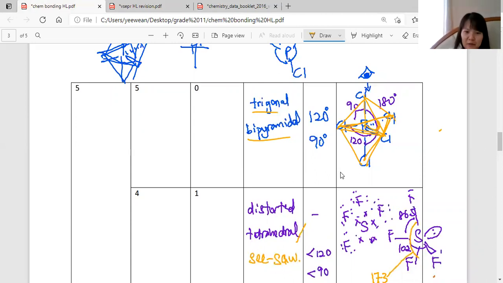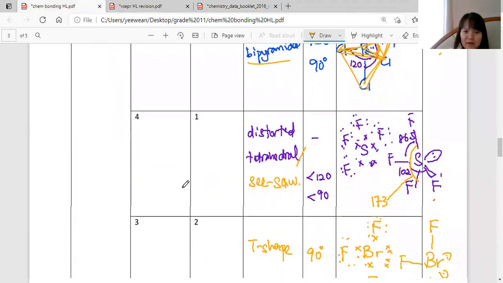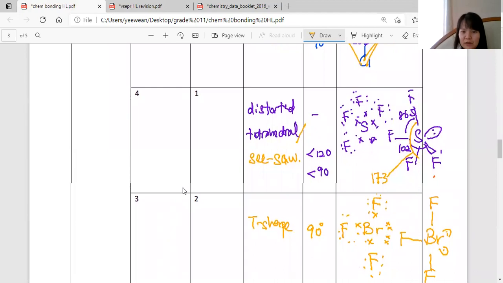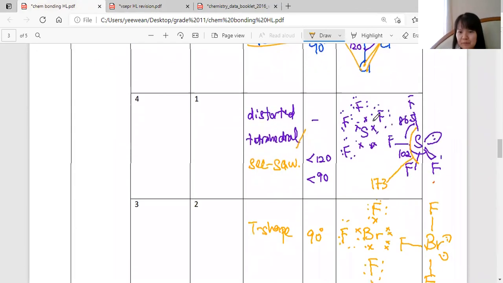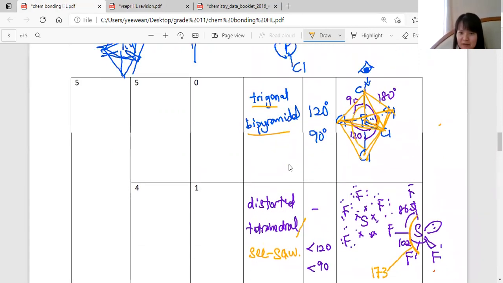Okay, that's 5, 0. If I have 4 bonded pairs and 1 lone pair, it's going to be a distorted shape, or we call it a seesaw. The angles are a bit messed up, so less than 120 and less than 90 if we compare it with the 5 bond 0 lone. For this SF4, we find that the angles are around 102 here and 86.5 here. And the yellow one here is 173. So that's a bit less than 180, which would be 180 if it is from this Cl to this Cl.